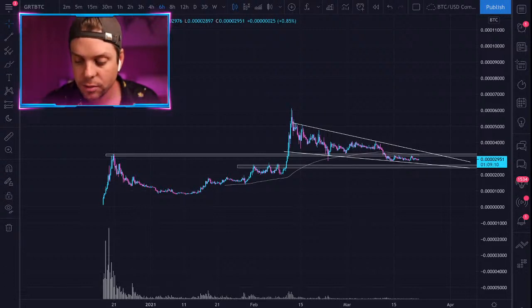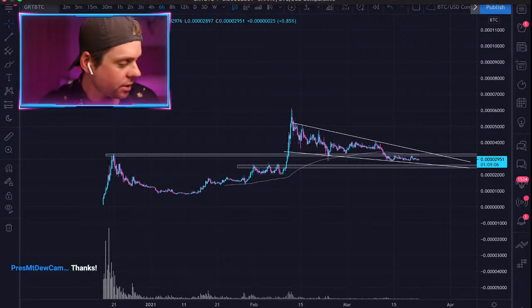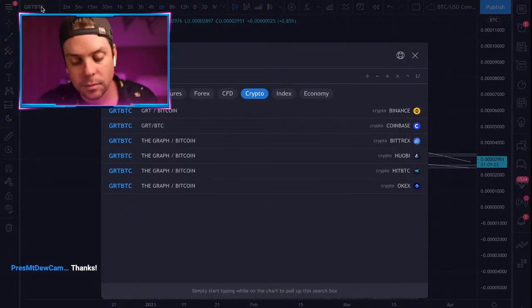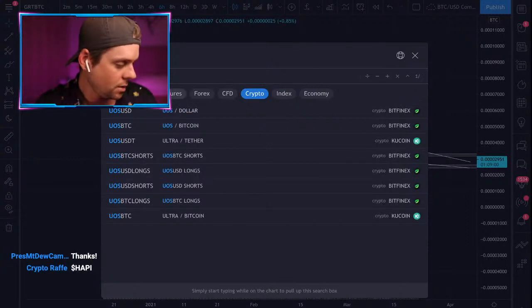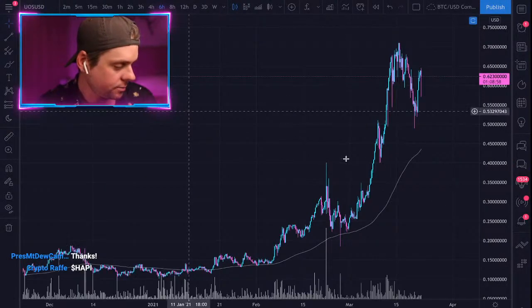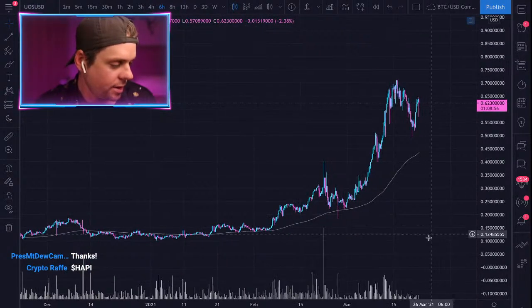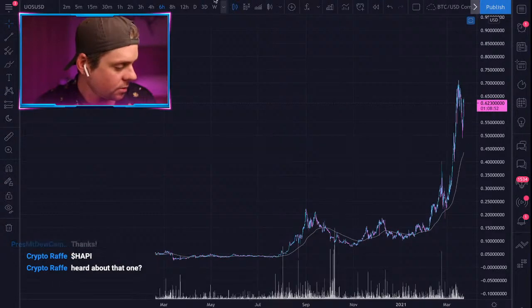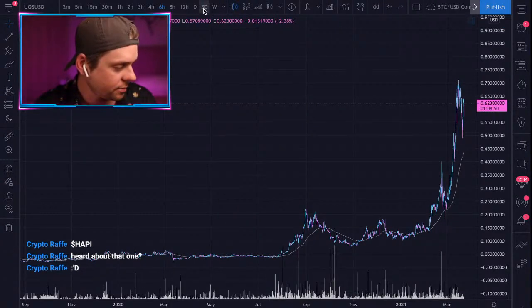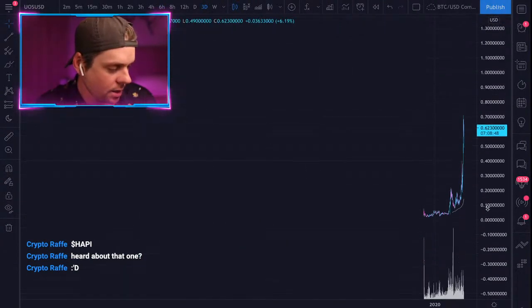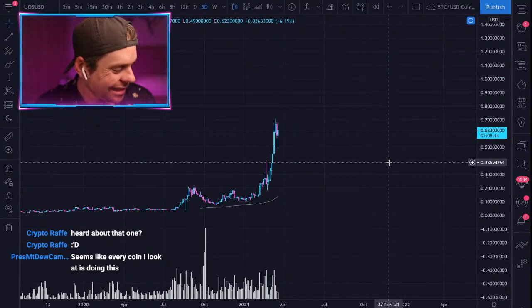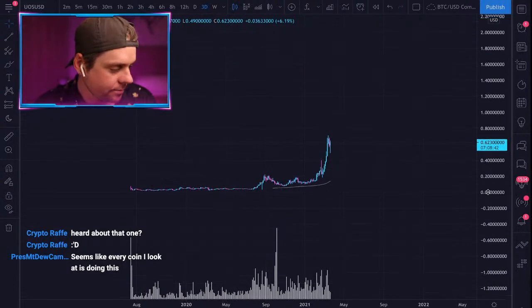Okay, UOS. Sure, why not? Is it even on TradingView? UOS dollar. What is this? Hey, we got a nice demand signature here. I like that. Okay, we have something here. We have something that's gone up quite a bit. It's a risky one.